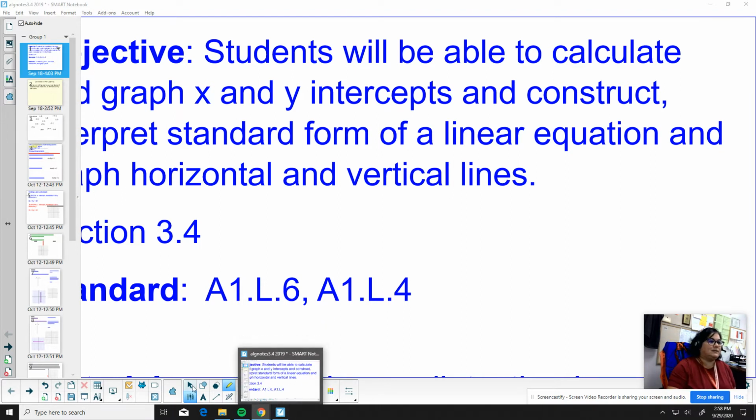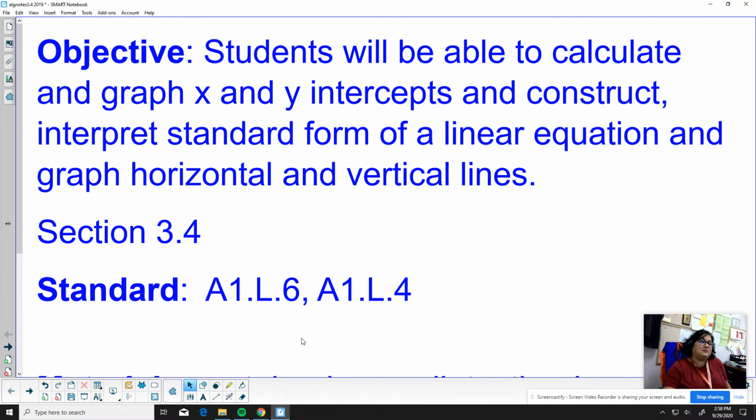We're going to be covering section 3.4 today, which is intercepts, graphing intercepts, and standard form of a linear equation, and then graphing horizontal and vertical lines. So this is section 3.4.